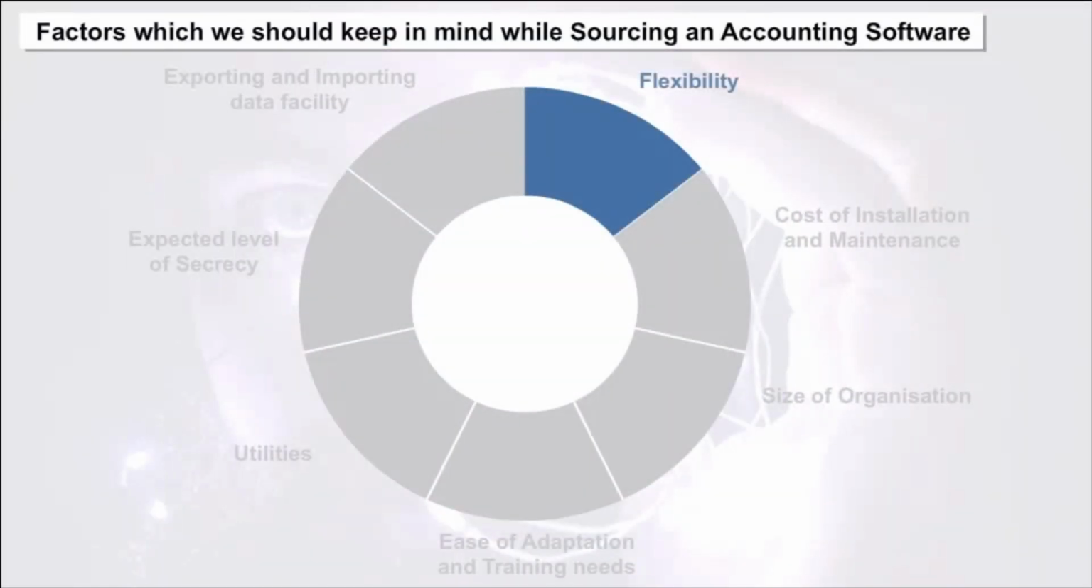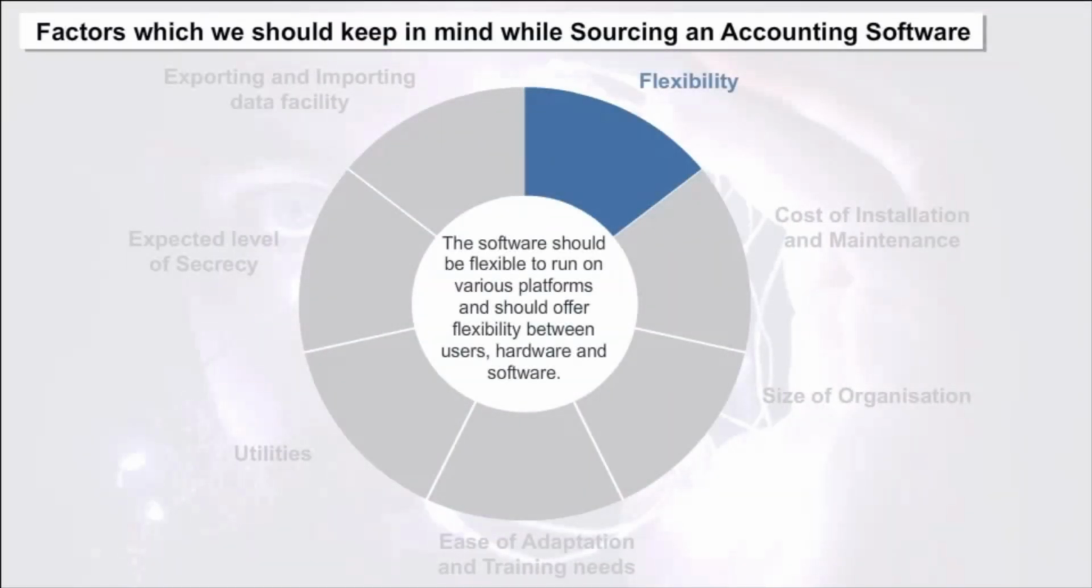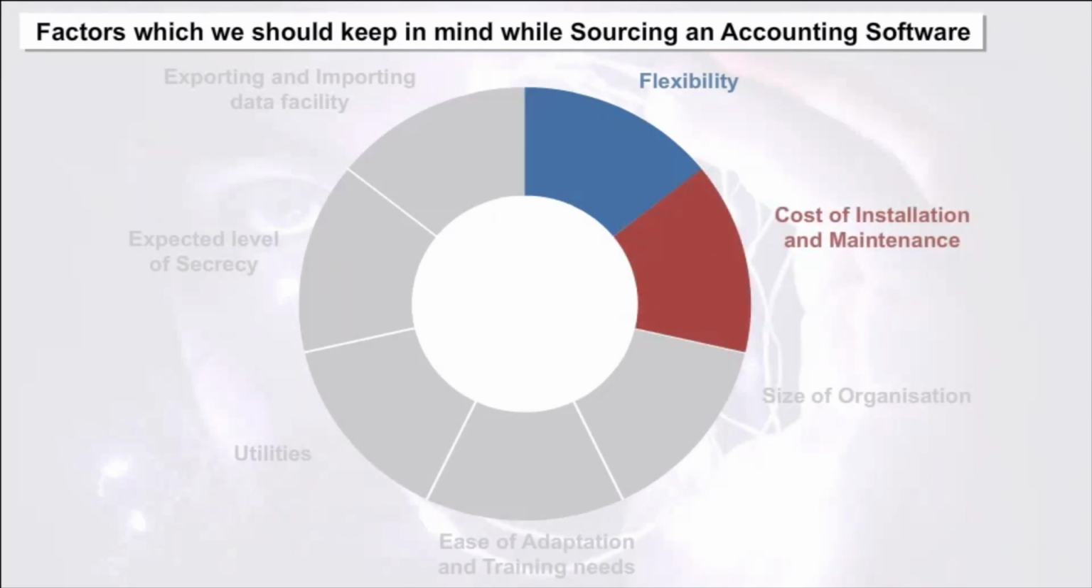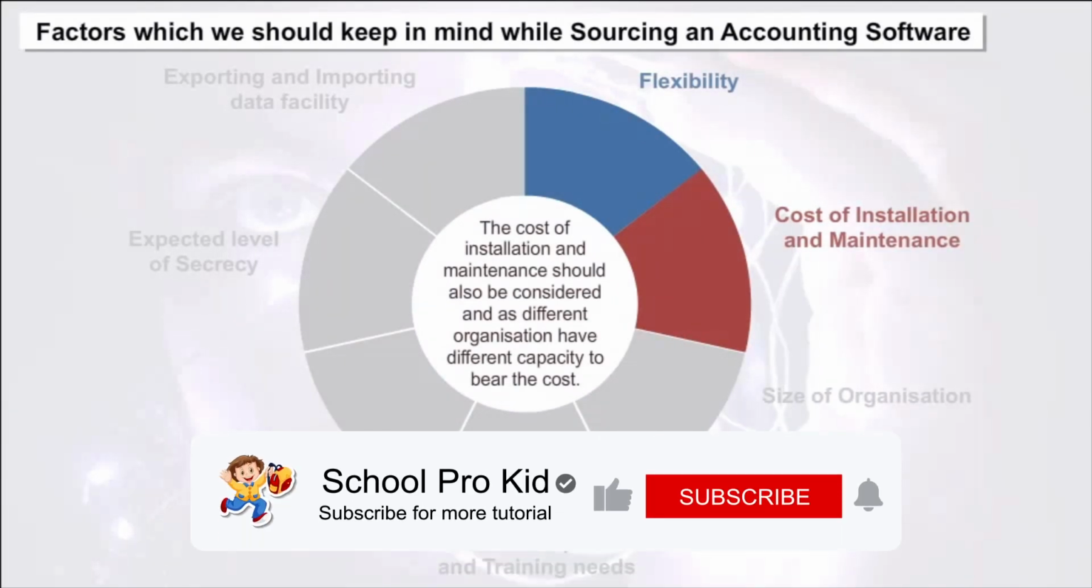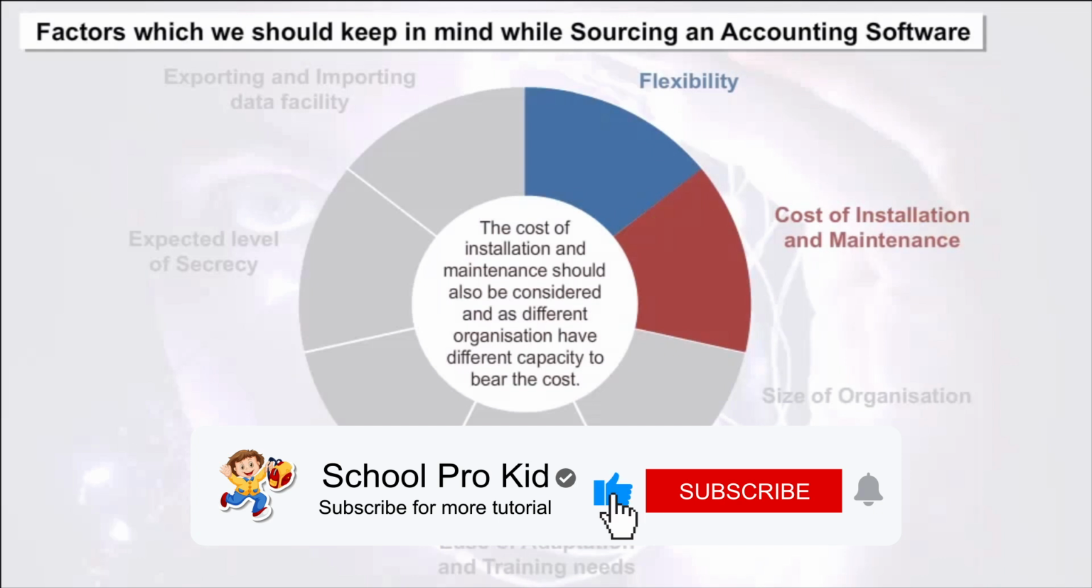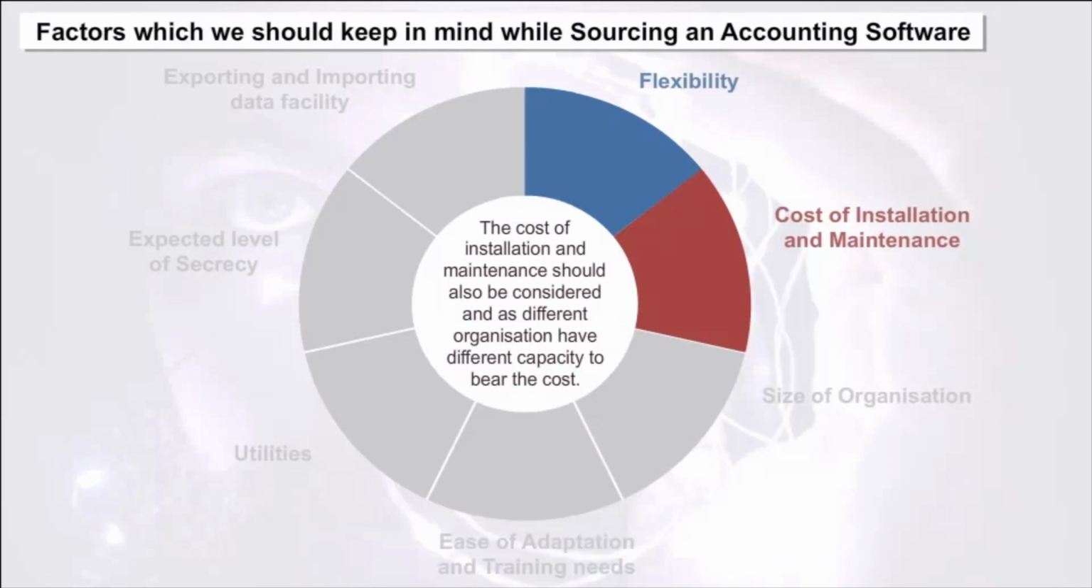Flexibility. The software should be flexible to run on various platforms and should offer flexibility between users, hardware, and software. Cost of installation and maintenance. The cost of installation and maintenance should also be considered, as different organizations have different capacity to bear the cost.